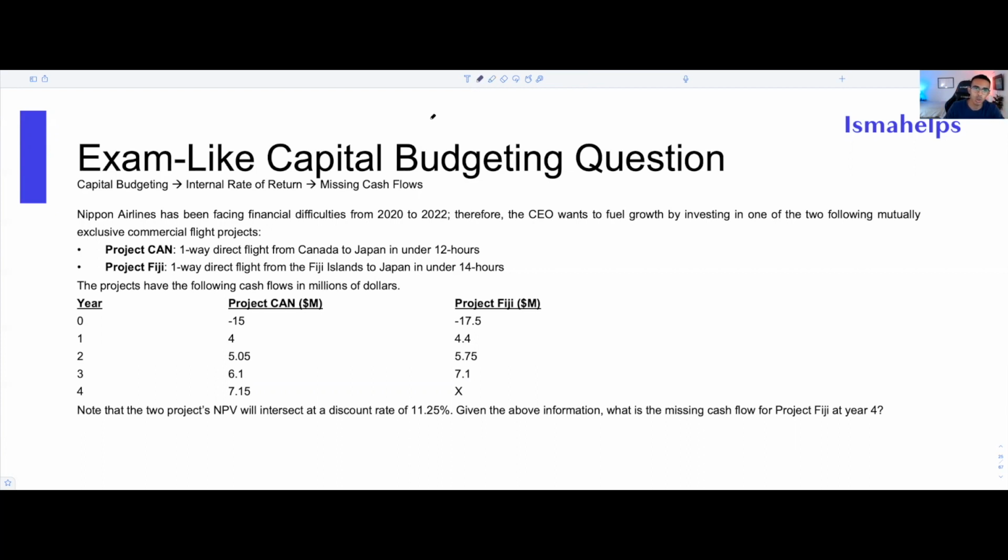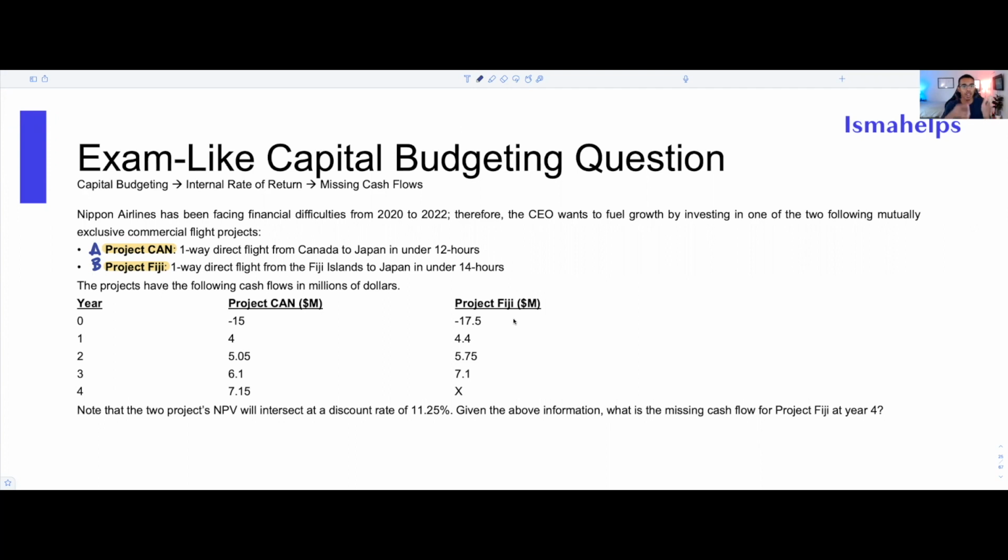Now, just to make this super quick from the very get-go, we're going to identify Project Canada and Project Fiji as simply Project A and Project B, such that when we're referring to these along the process, you'll be able to understand exactly what we're talking about. So we have Project Canada, we have Project Fiji, and as you can see, we have different cash flows from year 1 all the way to year 4.